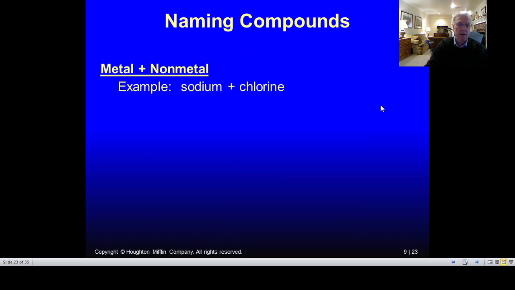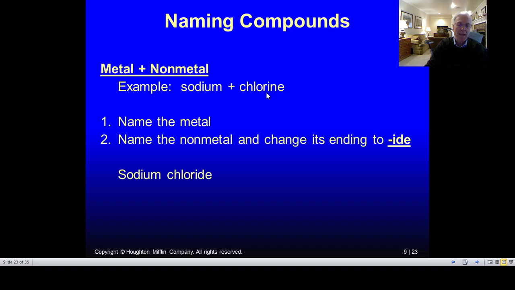So if we take a metal, that is an element from the left-hand side of the periodic table, that's sodium, and combine it with a nonmetal, a chlorine, that's an element from the right-hand side of the periodic table, that's one of the simplest kinds of compounds that can form, a metal plus a nonmetal. And so the way we name this is we name the metal and then we name the nonmetal, except we change the ending of the word for the nonmetal to -ide. So when sodium combines with chlorine, we don't call it sodium chlorine, we call it sodium chloride.